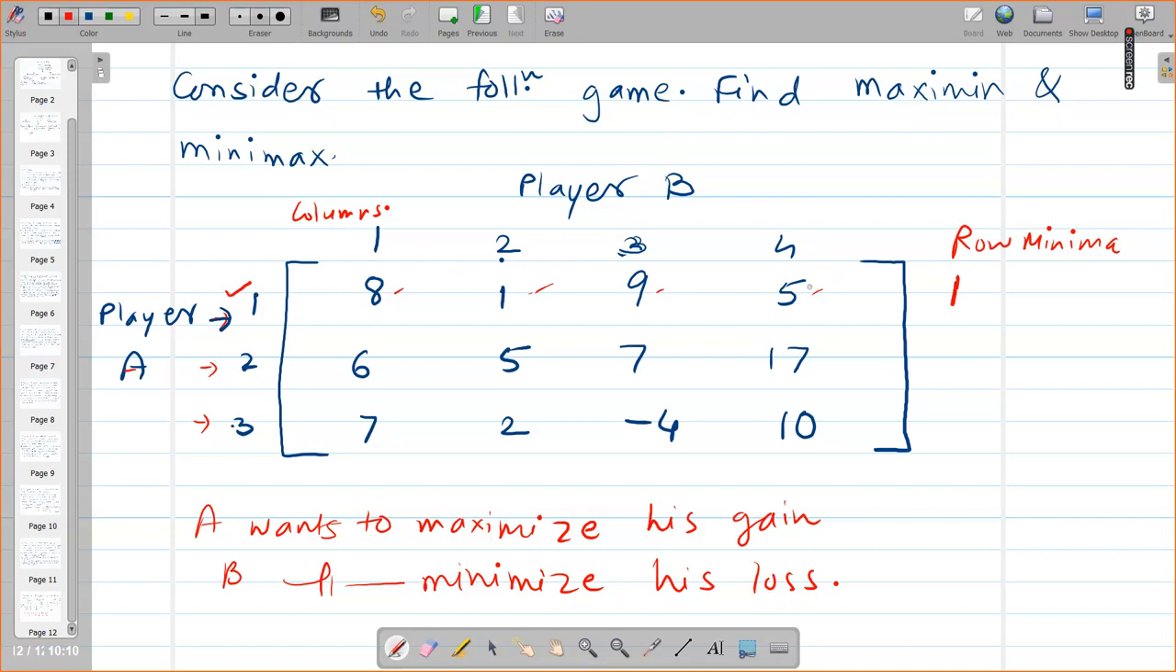Yes, ma'am. Similarly, now if player B is fixing his second strategy, again player B has got 4 strategies. From among these 4 numbers, he should go for the minimum number. He should go for that strategy which will minimize his loss. So that number is 5 here. Similarly, if player A chooses the third strategy, then the minimum entry is -4. Have you understood it?